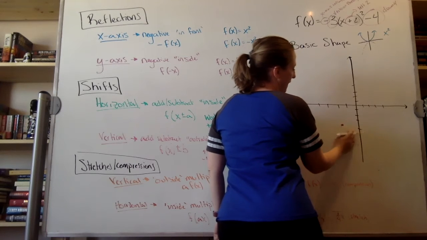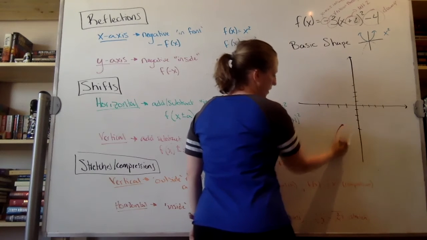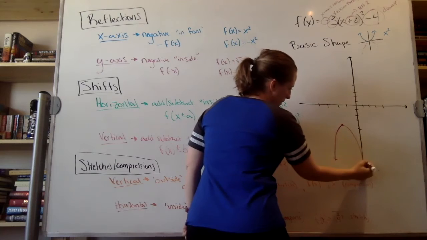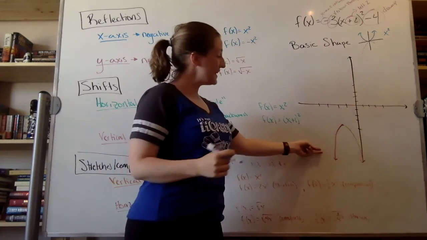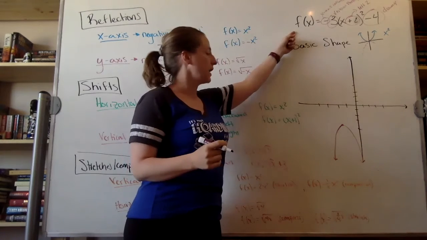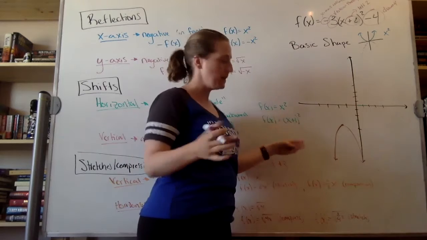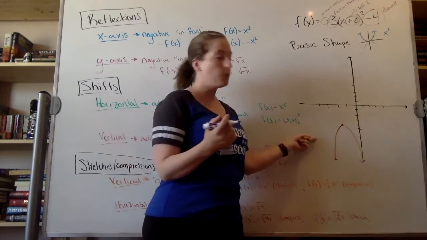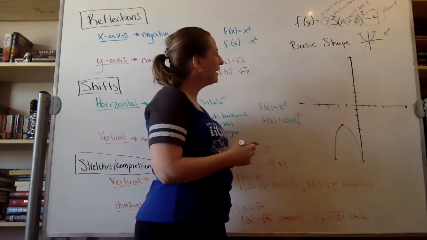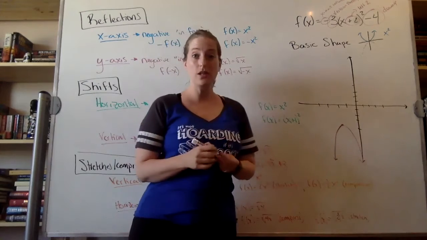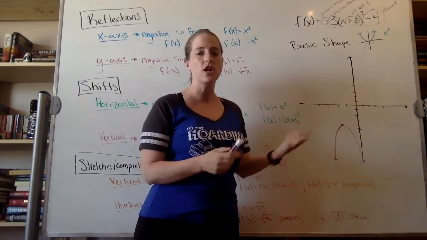Okay. And last, we've stretched this. So when I draw it, I'm going to draw it stretched out. So here is a nice sketch of this graph. It's got basic shape, how it opens, and also basic location. Okay? So that's how we can use these transformations to sketch graphs.